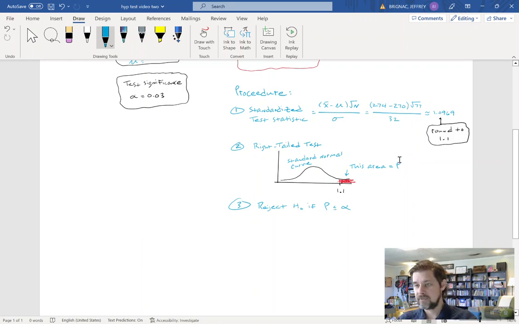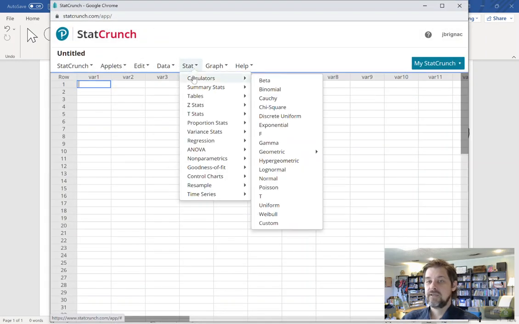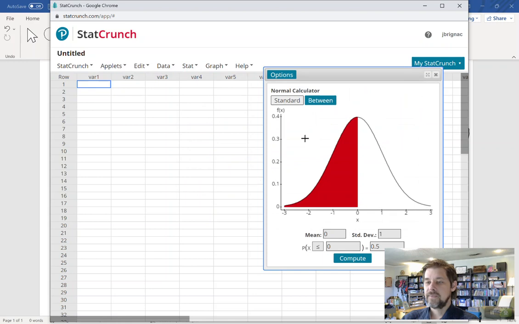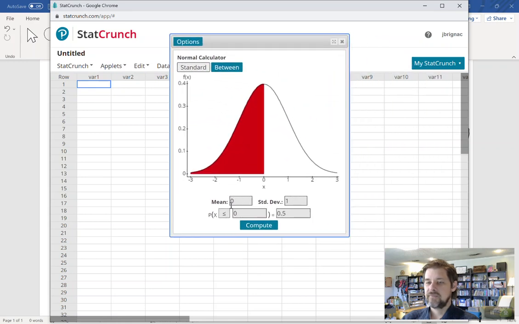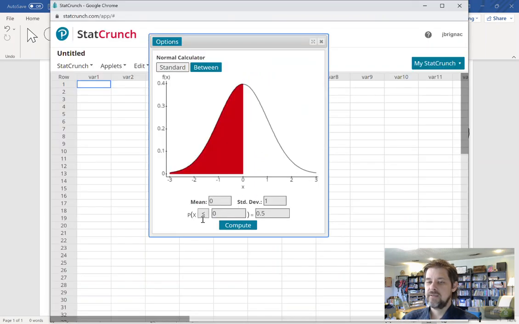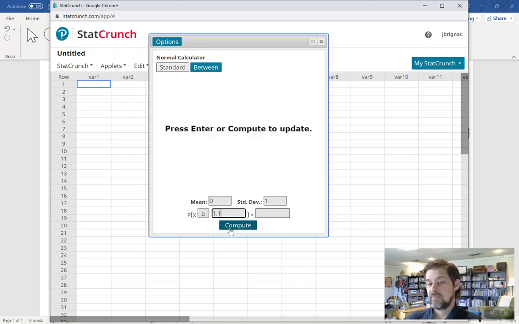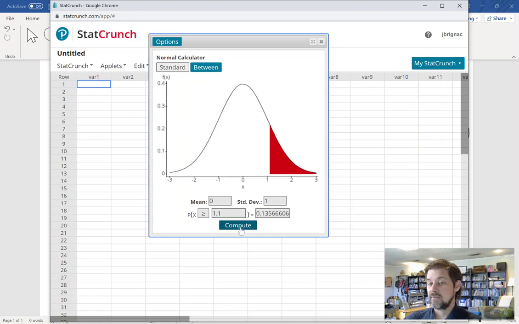Well, let's do that. Since we need to find the area on the standard normal curve to the right of 1.1, let's go ahead and do that. I've got StatCrunch open, and I go to calculators, and I want the normal. By default, it opens the standard normal, the one with mean 0, standard deviation 1. I need to find the area to the right of 1.1. If I want area to the right, I put x greater than 1.1, and if I hit compute, this number will be the area on my graph.